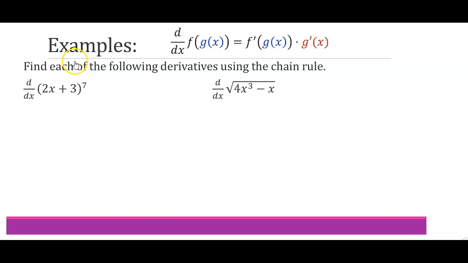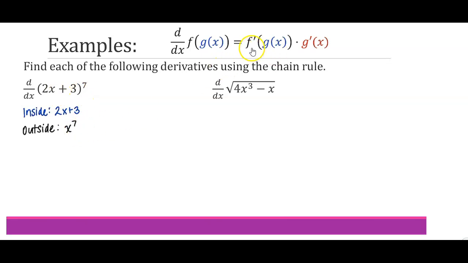Let's take a look at a few examples. Here's the formula for the chain rule in general, and we're going to find each of the following derivatives using the chain rule. So here we have the derivative with respect to x of the quantity 2x plus 3 to the 7th power. Since I have a composition here, I want to identify what's the inside and the outside function. So the inside function is 2x plus 3, and the outside function is x to the 7th.